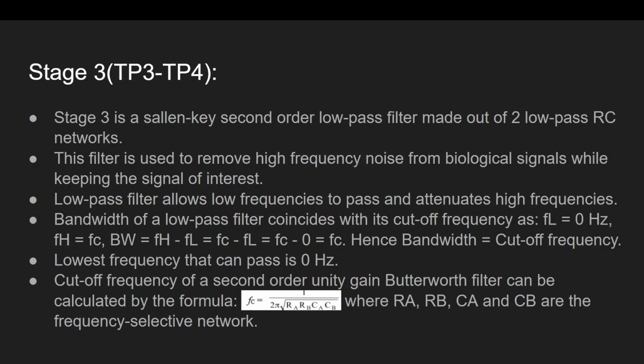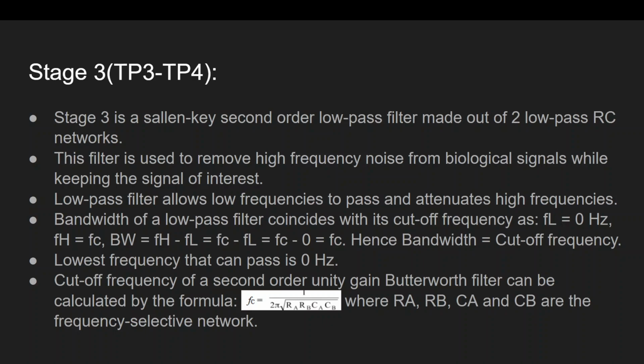Stage 3 is a Sallen-Key second order low pass filter made out of two low pass RC networks. This filter is used to remove high frequency noise from biological signals while keeping the signal of interest. Low pass filters allow low frequencies to pass and attenuate high frequencies.